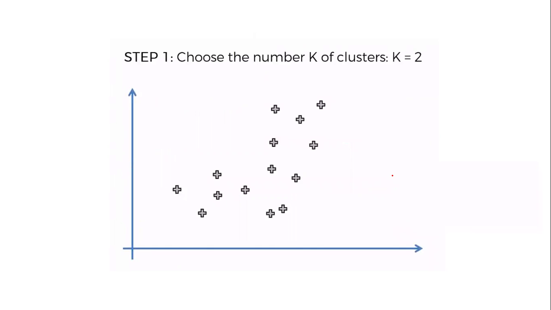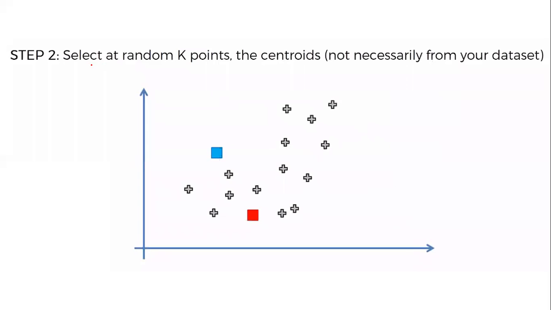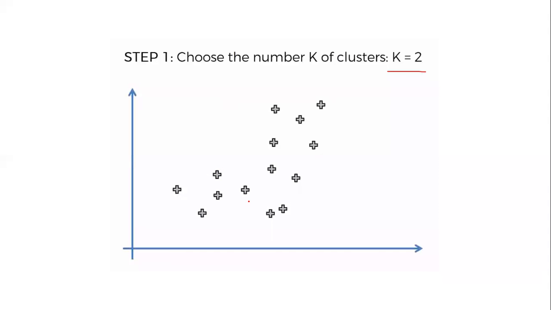So let's one more time look at all the steps. This is my first step: choose the number of clusters. Suppose we choose 2 in this particular data distribution. I want to divide this data into 2 clusters. Next step is select at random k points. Suppose this point is one cluster center, this point is another cluster center. I randomly chose them, and they do not belong to my data points. So I chose a point here and I chose a point here. They need not be a part of my data distribution.